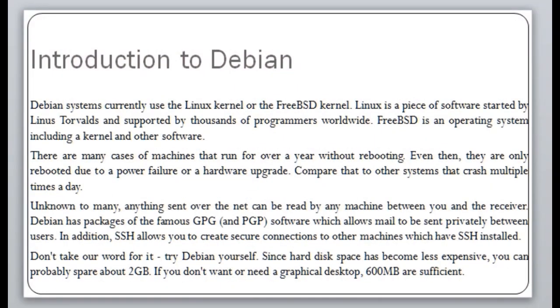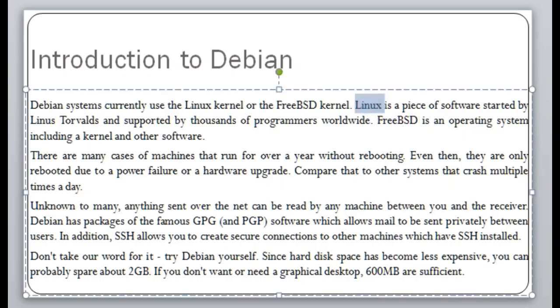So let's go ahead and switch over our focus to Debian. Debian systems currently use the Linux kernel or the FreeBSD kernel. Linux is a piece of software started by Linus Torvalds and supported by thousands of programmers worldwide. FreeBSD is an operating system including a kernel and other software. And guys, we've been talking about Unix a lot, but Linux is really what most people are using now. Unix is something that isn't used quite often anymore. It's going to be very rare that you actually run into a Unix operating system. Instead, you're going to be using Linux primarily.